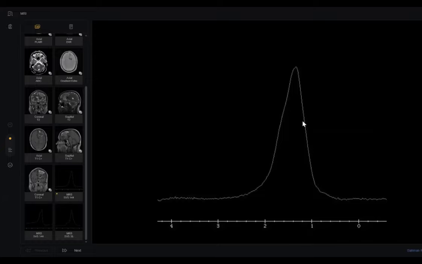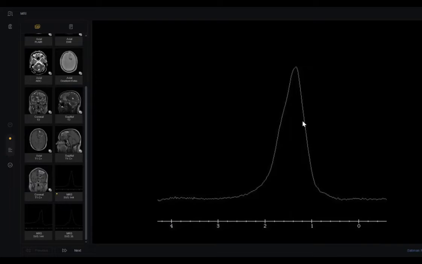This is MRS. I think this is an NAA peak, an acetylcholine peak, which is... Are you sure? Are there some other images for MRS? This is the only available one. What do you think?